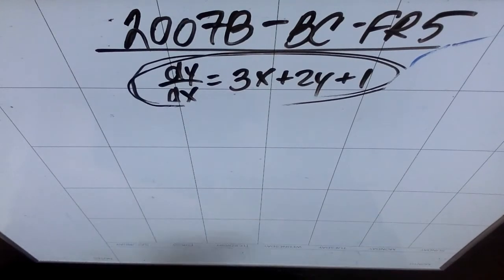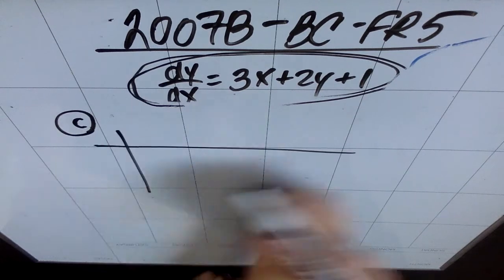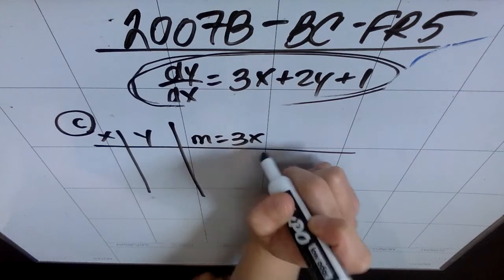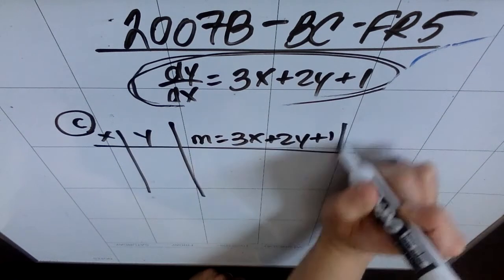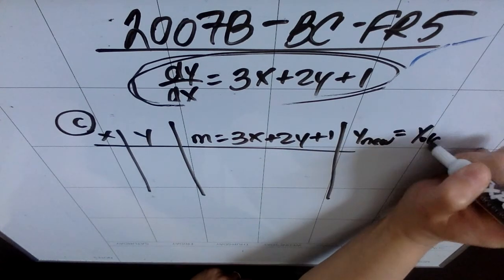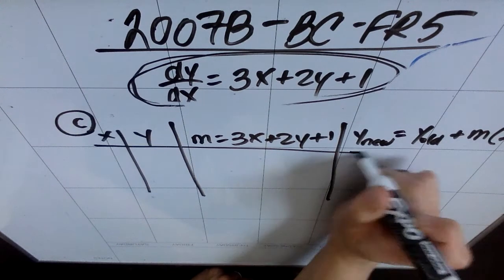You don't have to do Euler's method as a table, but that's how I do it. So here's what I know. I list my x, my y. I know the slope is 3x plus 2y plus 1, because that's my dy/dx. And I know that to find my new y, I'm going to take the old y plus the slope times the change in x, right? Which in this case is a half.